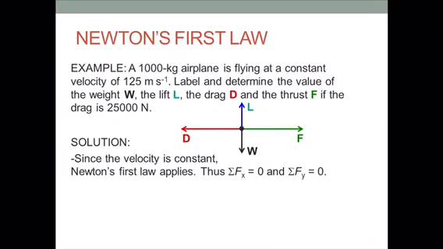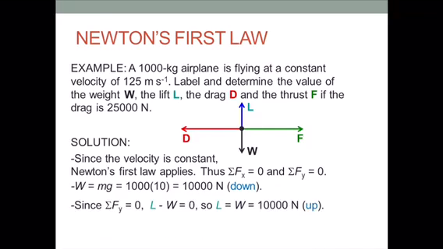Since we know that the velocity is constant as given in the question, we can apply our knowledge of Newton's first law. Thus, the sum of forces in the x and the sum of forces in the y directions will equal 0. We know that the weight equals mg, and plugging in mass and gravity, gravity being 10 meters per second squared, we can find that the weight of the airplane is 10,000 newtons, and it's downwards.